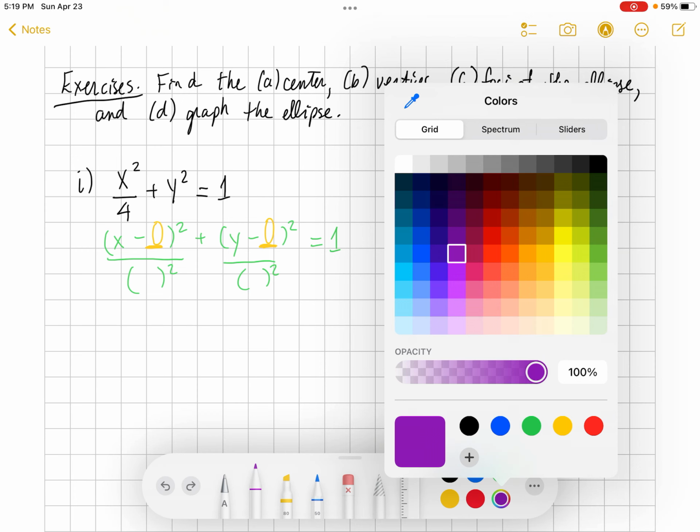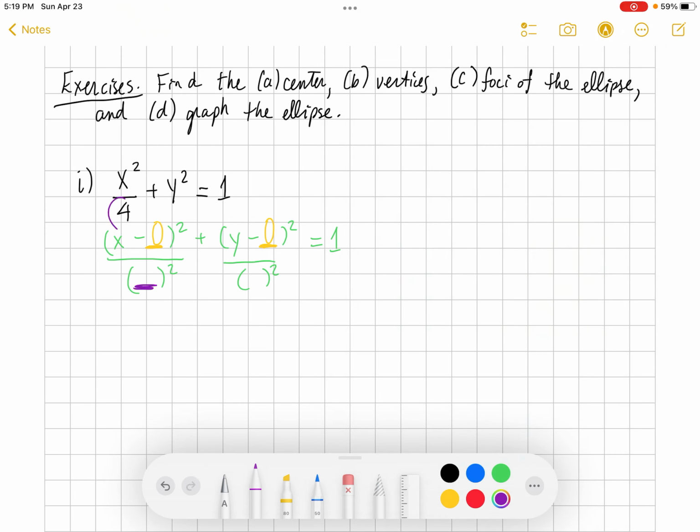Then on the bottom, what number here do I have to square to get 4? I have to square the number 2. And what number do I have to square underneath the y to get what's underneath y squared? Well, what is underneath y squared? You don't see it here, but there's actually a 1 under there. Underneath y squared, there's 1, so I have to square 1.